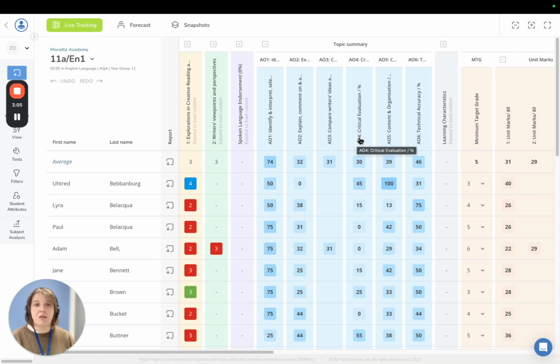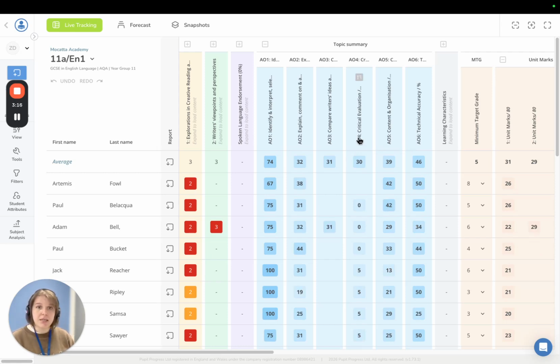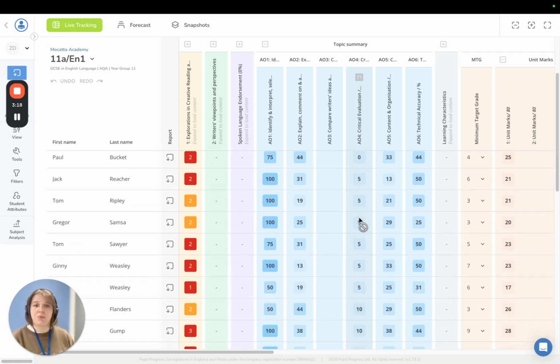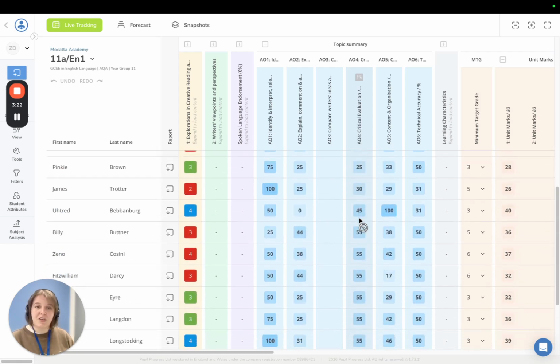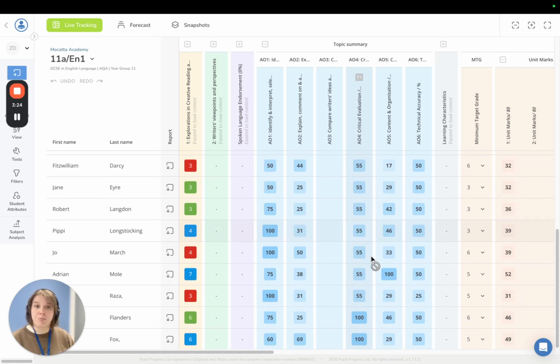So 30% overall. Maybe some of our students are actually doing really well in AO4, and we've got the bottom 10% of students that are pulling down this average. We can filter our students from highest to lowest or lowest to highest to see where we are at with this. Is this something that we need to readdress in class? Is this something that an intervention group might be better suited to?